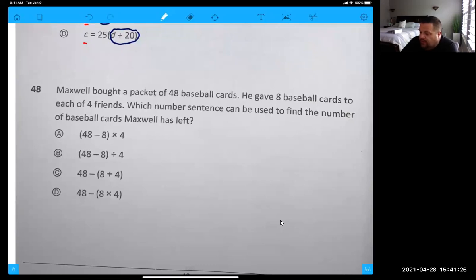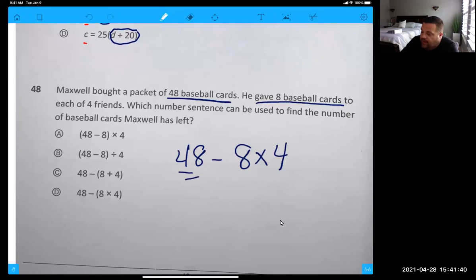So number 48 is saying you started with 48. He gave away 8 cards to each of his 4 friends. So he gave away 8 times 4 to find the total cards, right? So he started with 48 and then gave away 8 cards 4 times. So that would match D, right?